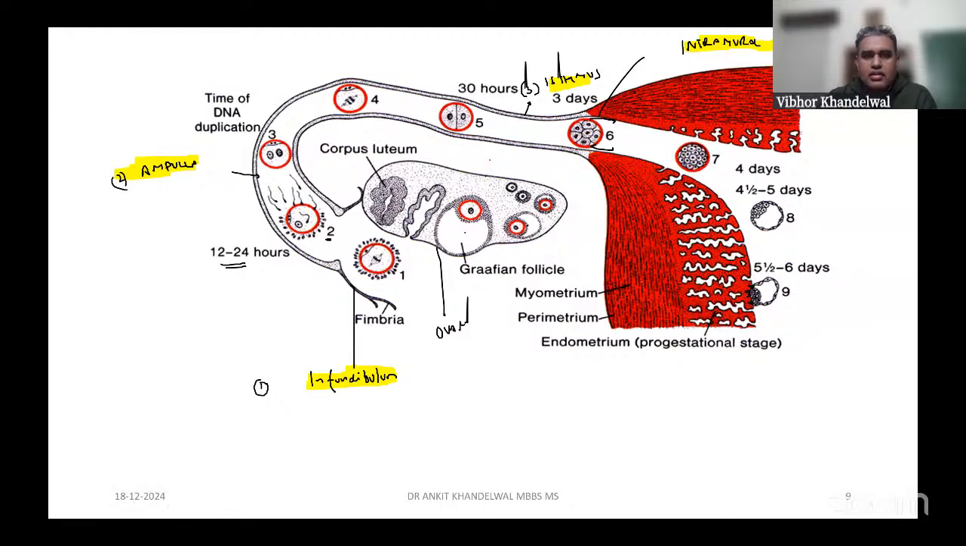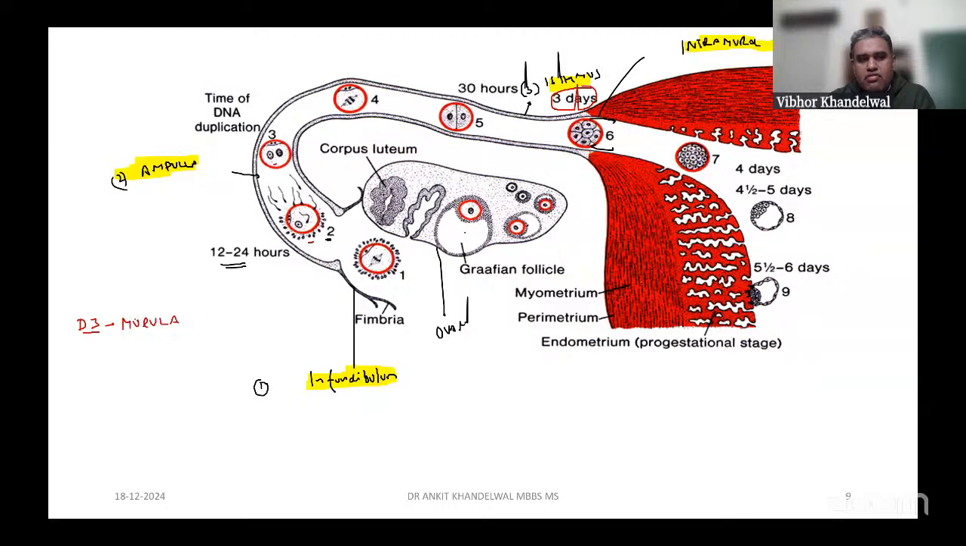Okay, now here you can see that this zygote has formed over here. And now the cells have started to divide. Now, what happens around the third day? Around day 3, I'm writing D3, that is day 3, a solid ball of cells has formed. Don't forget, that is known as the morula.